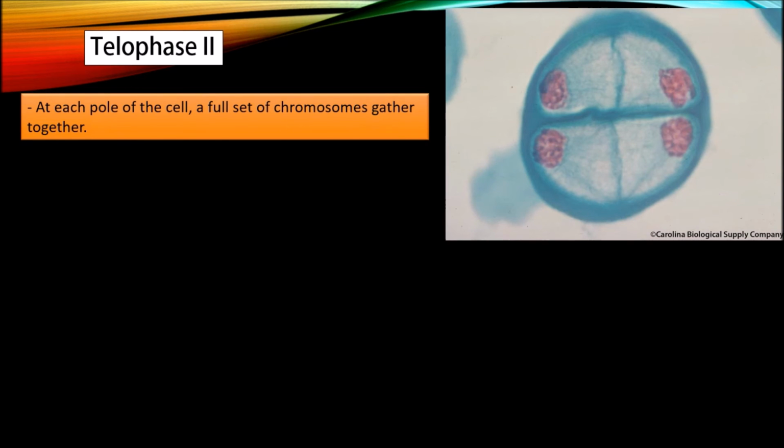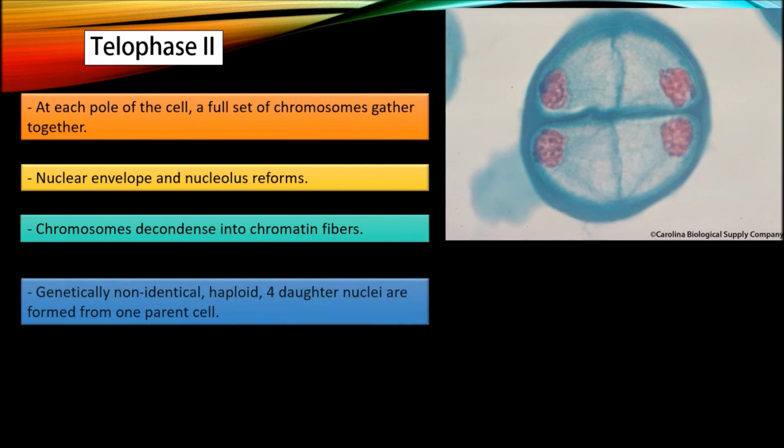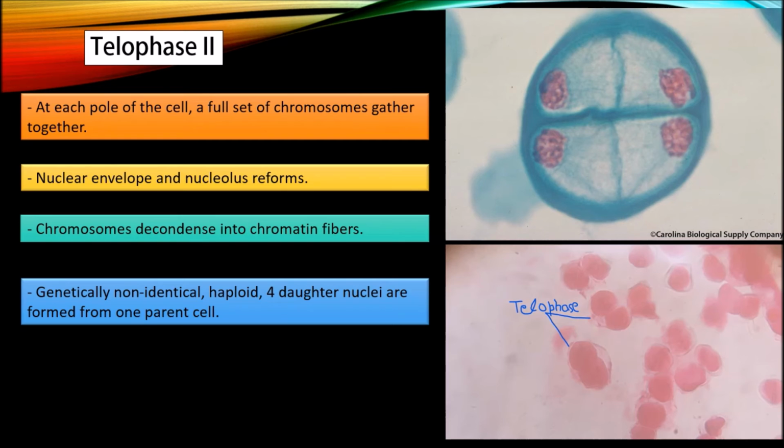Telophase 2. At each pole of the cell, a full set of chromosomes gather together. The nuclear envelope and nucleolus reform. Chromosomes decondense into chromatin. The spindle disassembles. Genetically non-identical haploid 4 daughter nuclei are formed from one parent cell.